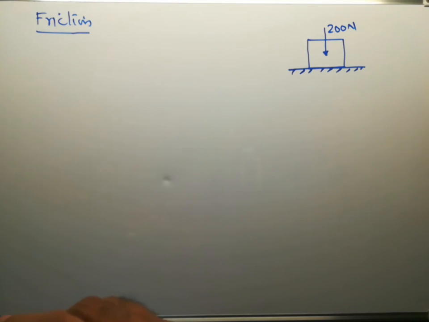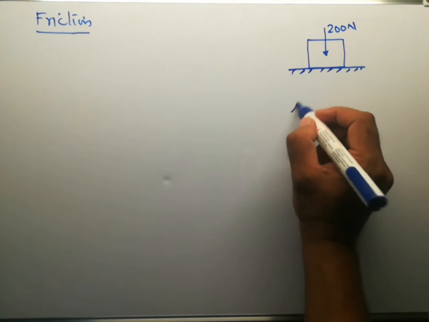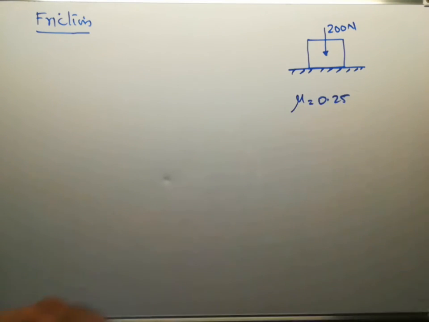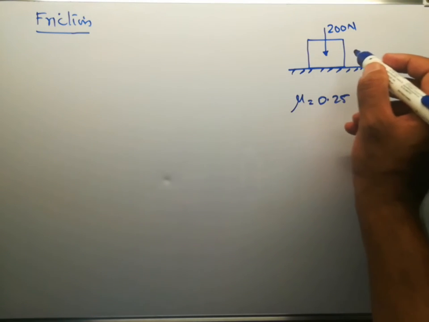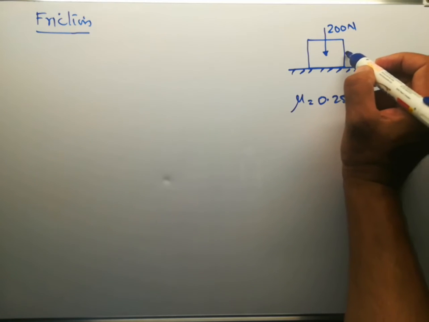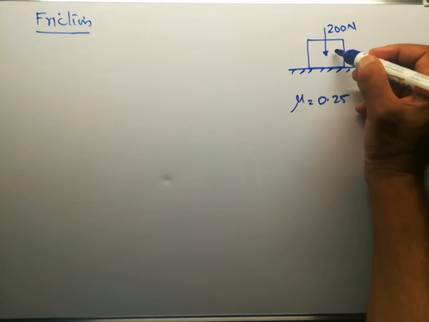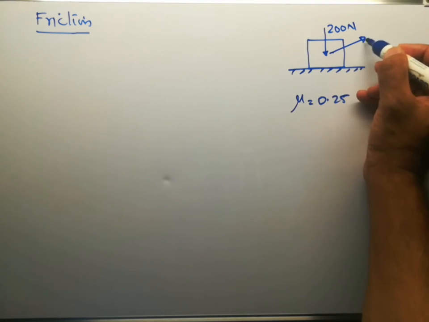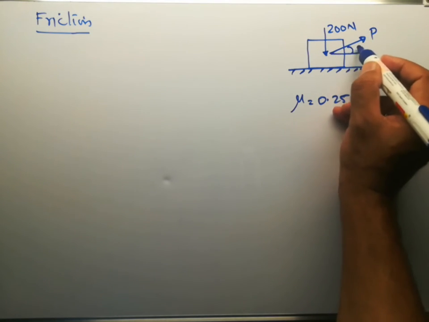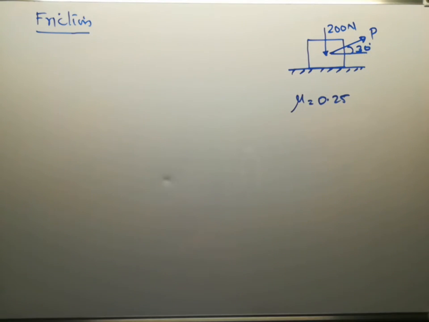Then if mu equal to 0.25, that is the coefficient of friction mu equal to 0.25, find the pull P required to move the block if P is inclined upwards at 30 degree with the horizontal. That is, we need to pull the block in the horizontal direction by applying an inclined force P at an angle of 30 degree with the horizontal. We need to find the magnitude of P.